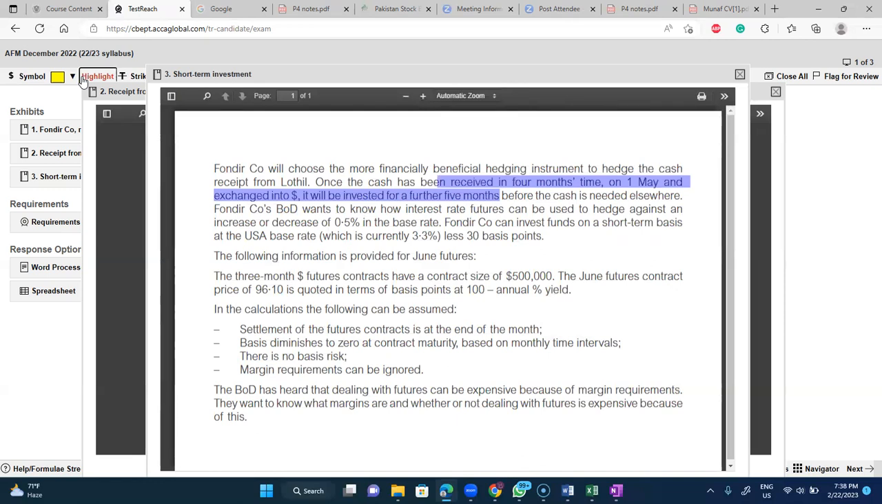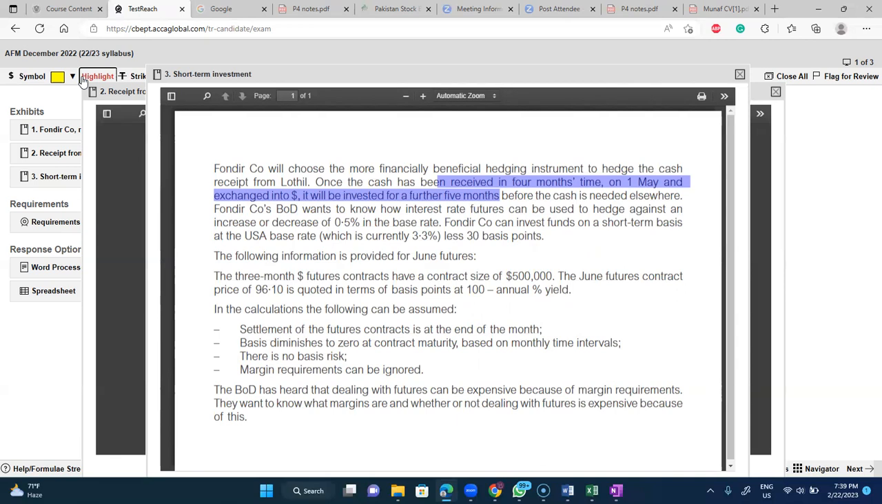Fondir company board wants to know how interest rate futures can be used to hedge against the increase or decrease in the base rate. Fondir company invests funds on a short-term basis at the USA base rate, that is 3.3% less 30 basis points. The following information is provided for the future. Contract size is 500,000. Contract price is 96.10.